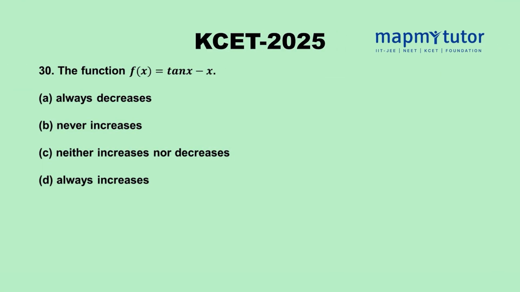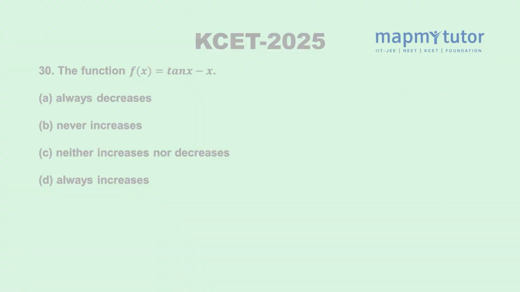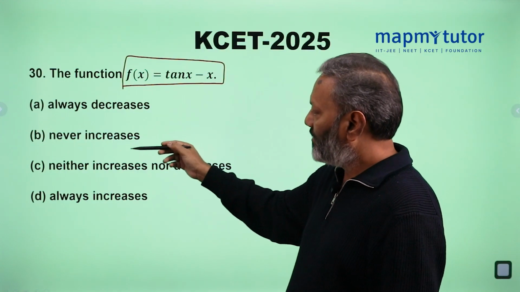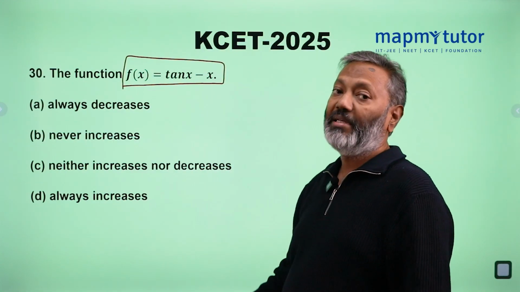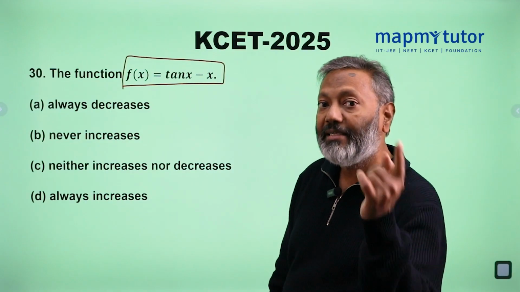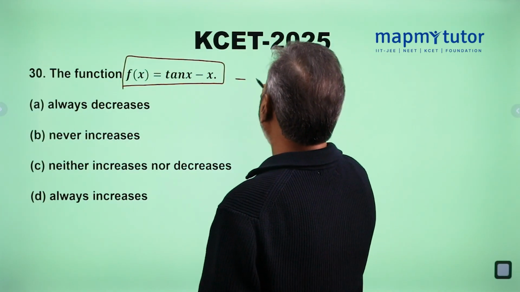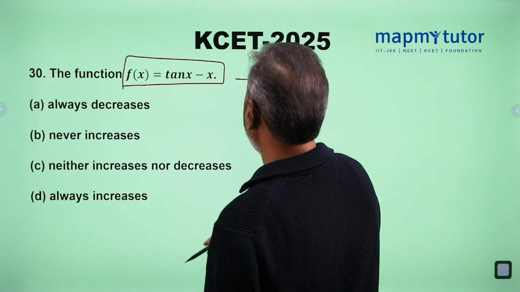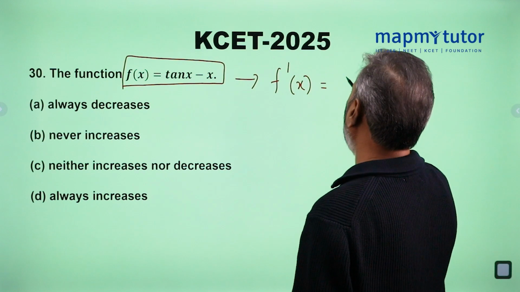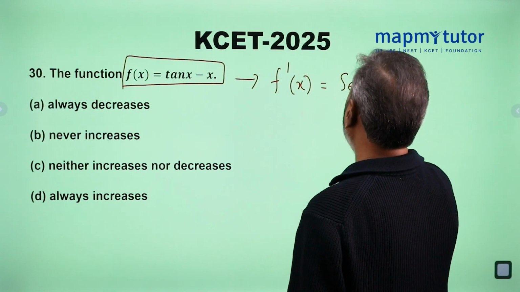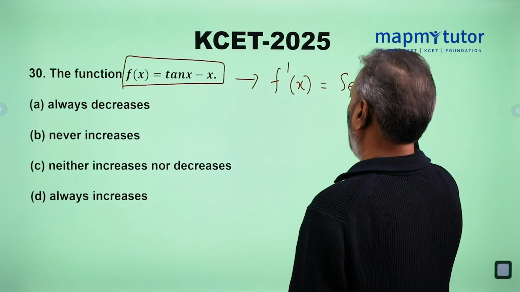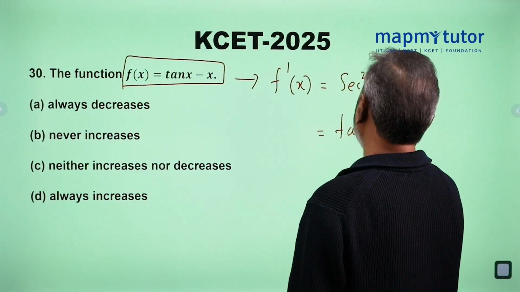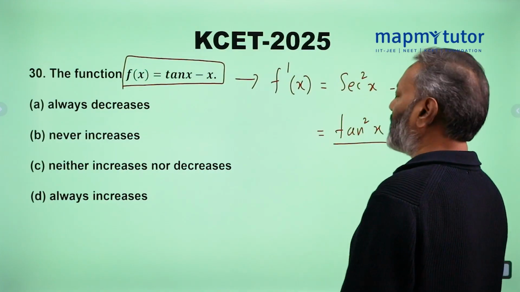The function f of x equal to tan x minus x. Look at the options: always decreases, never increases, neither increases nor decreases. That means it is based on increasing, decreasing nature. And we know that increasing or decreasing property depends on the derivative. Let us find the derivative of the function, which is secant square x for tan x, minus 1. What is secant square x minus 1? Tan square x.